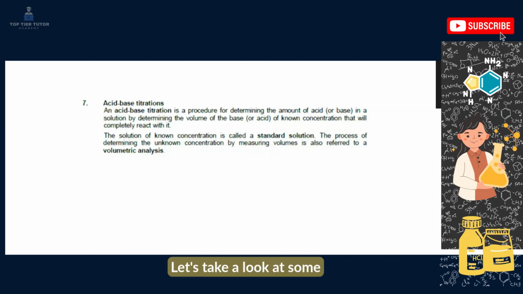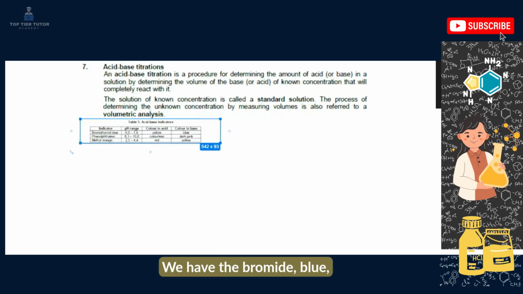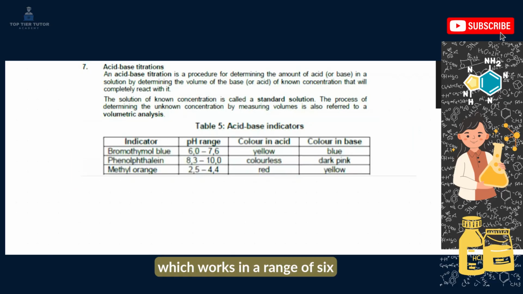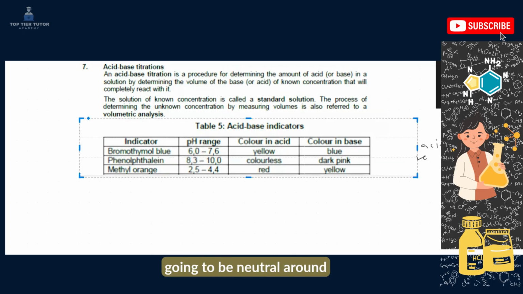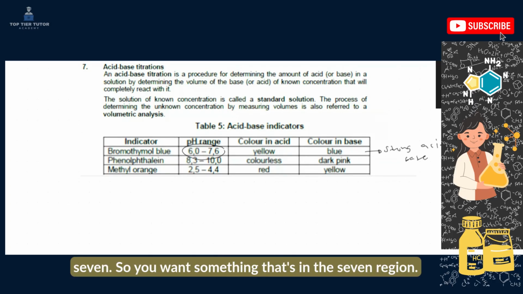Let's take a look at some of the indicators that we have in the industry. We have bromothymol blue, which works in a range of 6 to 7. Because of its range, you would use this when you have a strong acid and a strong base, because you know that the equivalence point is going to be neutral, around 7. So you want something that's in the 7 region.